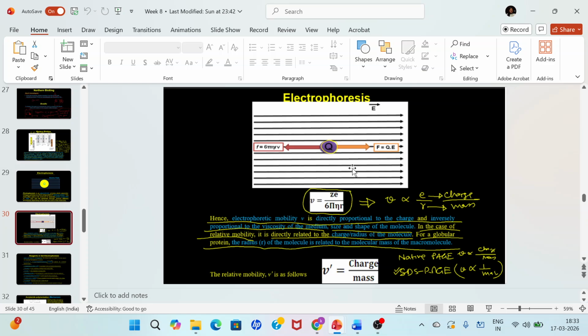In the case of relative mobility, it is directly related to the charge or radius of the molecule. For a globular protein, the radius of the molecule is related to the molecular mass of the macromolecules. So basically it is the size, the shape, and obviously the viscosity of the medium, the charge on the protein. All of these factors decide the mobility of that particular protein in the gel, in the medium, so that they can be separated differently and then further studied.